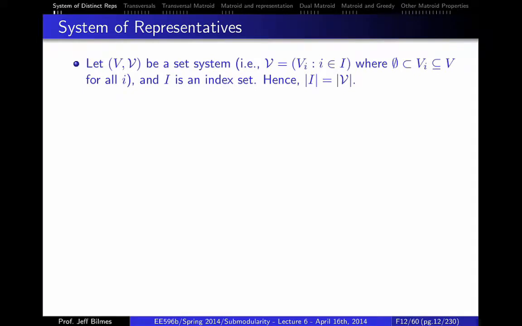Okay, so system of representatives. We start with the set system, and so script V is basically going to be a set of subsets of V. So these are subsets of V. And then I is always going to be the index set. So I is our index set. We have essentially cardinality of I subsets, and that's expressed by this guy right here.